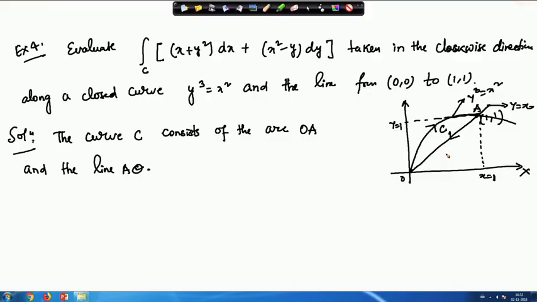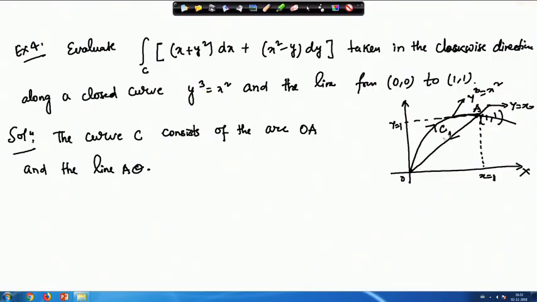Hello students. In the last class we started with line integrals, and today we will continue with our last example, and then we switch to surface integrals. In that example we needed to evaluate this integral along the closed curve given by this curve here and the line from 0 0 to 1 1.